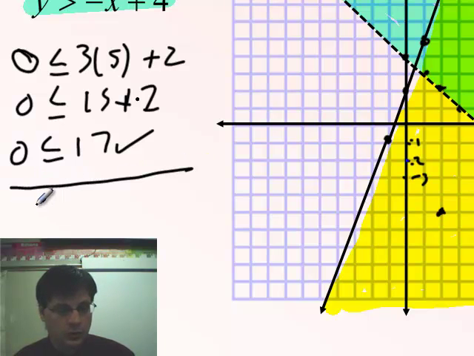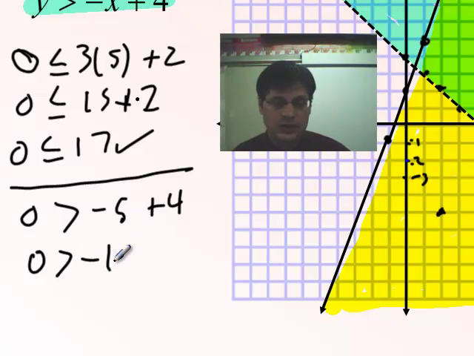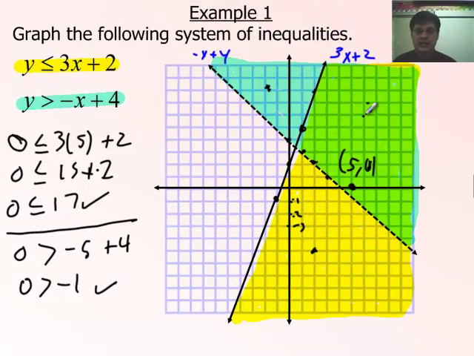So it's 0 is greater than negative 5 plus 4. 0 is greater than negative 1. Is that true? Yes, it is. So we can see that this point here is a solution for this system of inequalities, as is any point in this overlapping region.